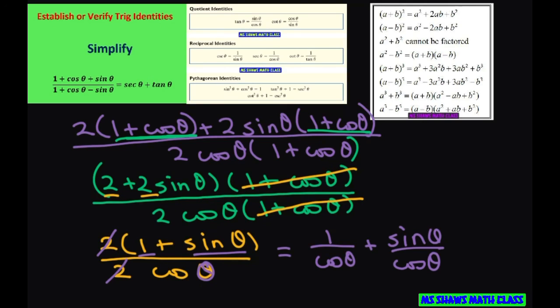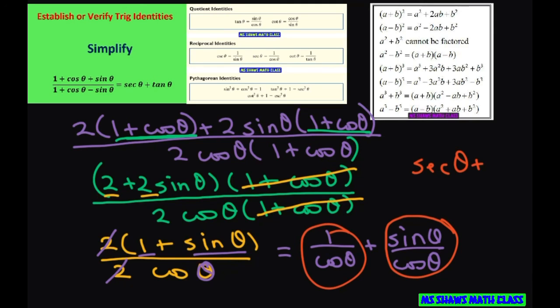All right, and then that's going to give you 1 divided by cosine of theta is secant theta, plus sine divided by cosine is tan of theta. So for this one, there was a little trick about changing your sine squares to 1 minus cosine squares. So that's the little hint there.